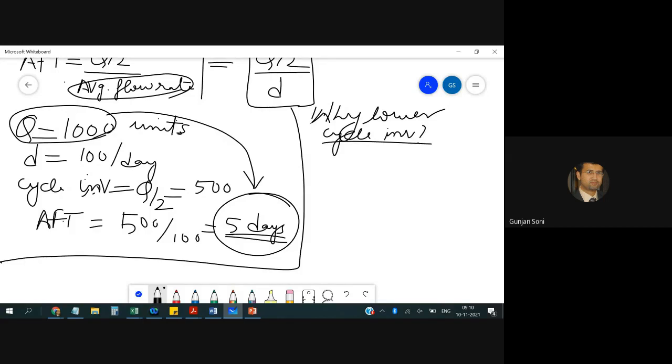Why is lower cycle inventory better? Because one, average flow time will be lower. The second is, if it is spending less time in supply chain, that means you can realize profit earlier, and if you can realize profit earlier, you can invest it earlier, and the earlier you invest, the more you will gain in the longer term. So working capital requirements are low.